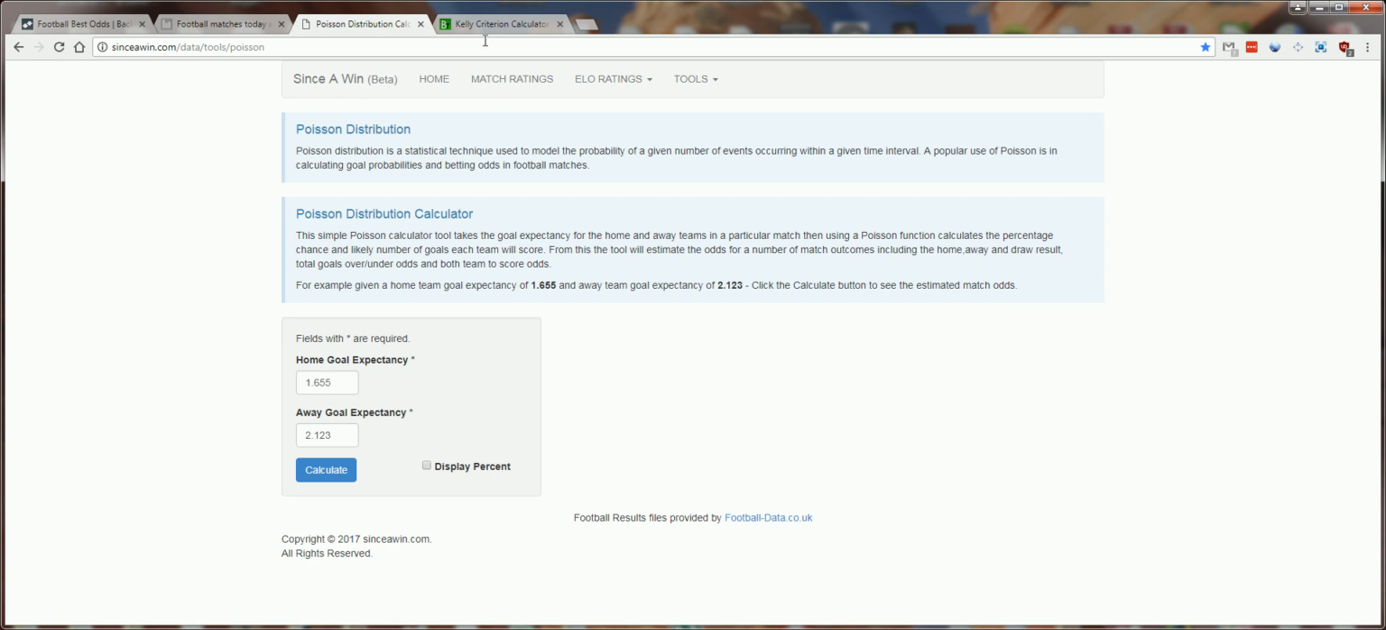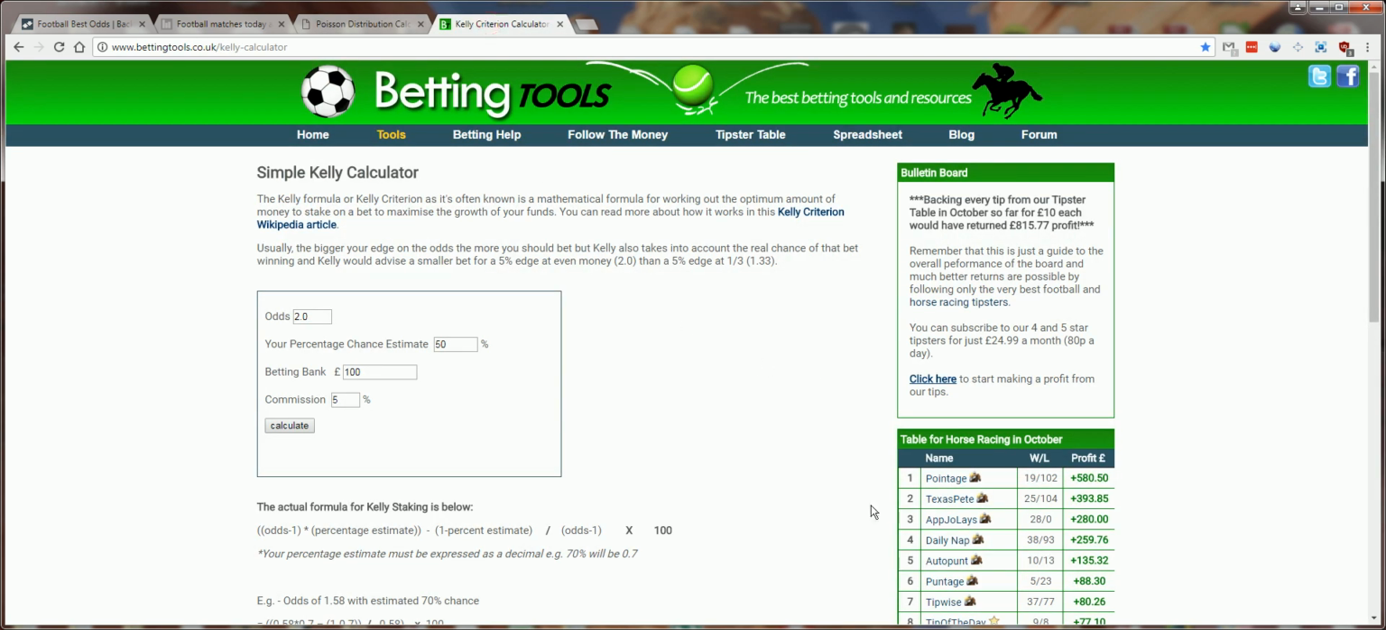I then use something called Kelly Criterion, which is again, you Google it if you want to, but it's the best way of maximising the return for the edge you have, if you like. But let's do a few and you'll see what I mean here.